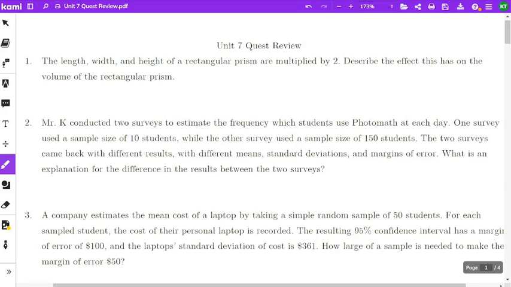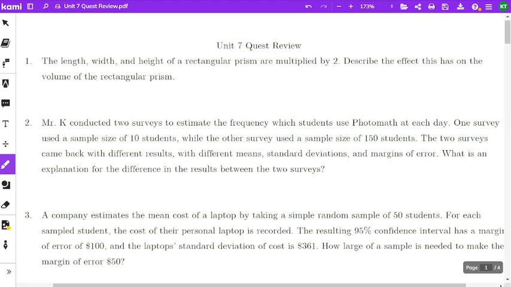Alright, we're going to try to go through this Unit 7 quest review as quickly as possible. I know it's 30 questions, and you're probably watching this at about 9 o'clock, but we'll try to do as best as we can to get through this, to get you prepared for the quest tomorrow. Remember, it's open notes, so hopefully you did the review and you can use this and you'll be good for tomorrow.